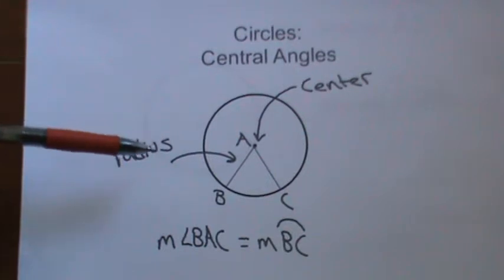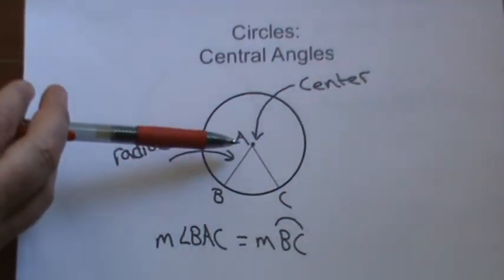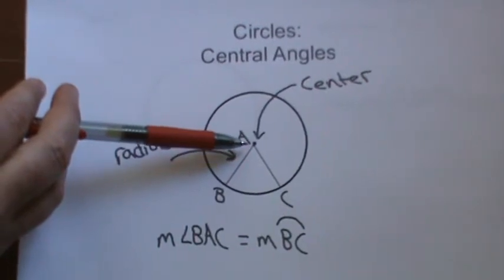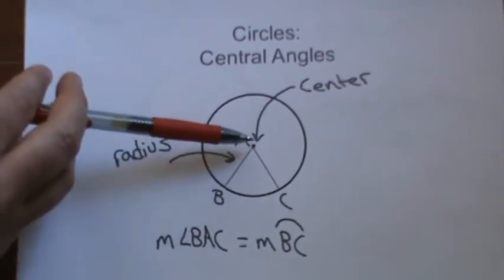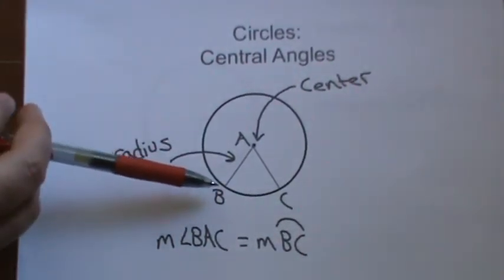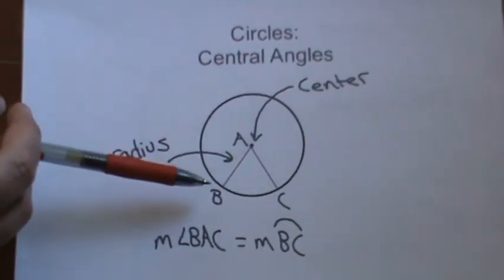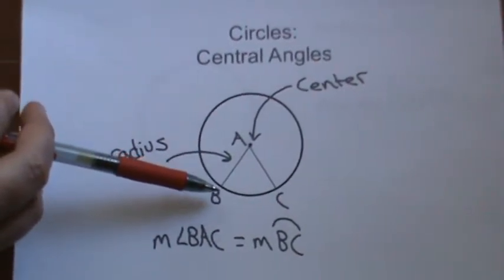Today specifically we're going to talk about central angles, and a central angle is an angle that has its vertex at the center of the circle, like angle BAC. And we're going to learn that the measure of the central angle, angle BAC, is equal to the measure of the intercepted arc. An arc is just a section of a circle.